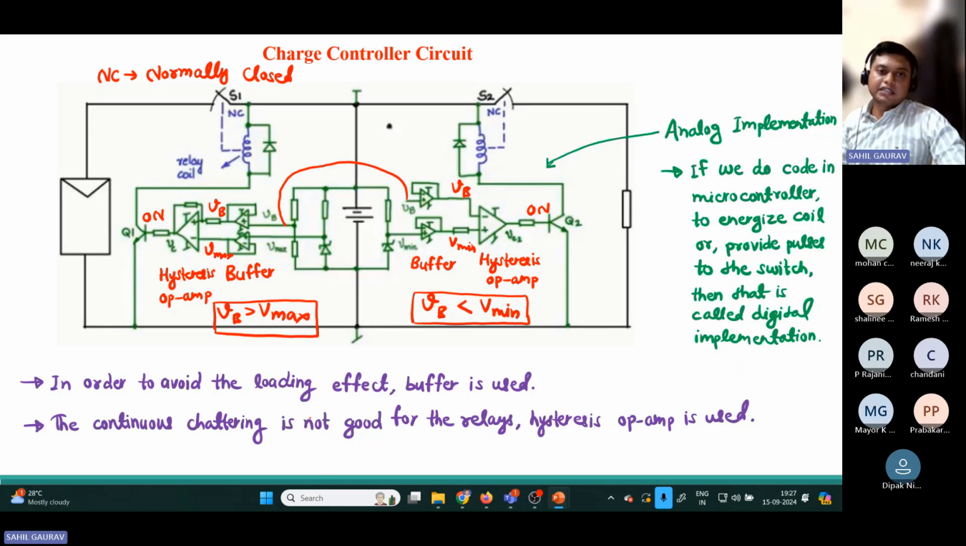And for the rest of the cases, meaning if our battery voltage lies between this V max and V minimum, both the switches should be closed. So that is the normal condition. During normal condition, both switch S1 and S2 are closed.